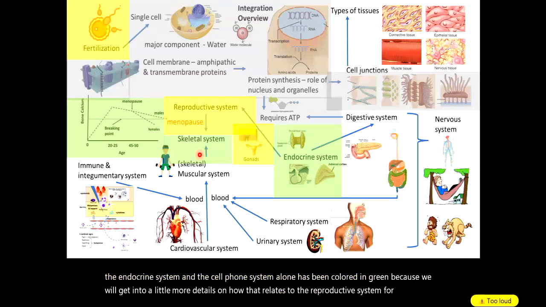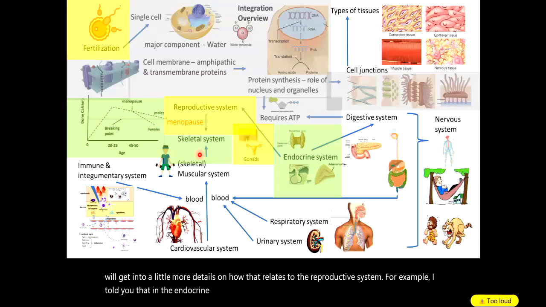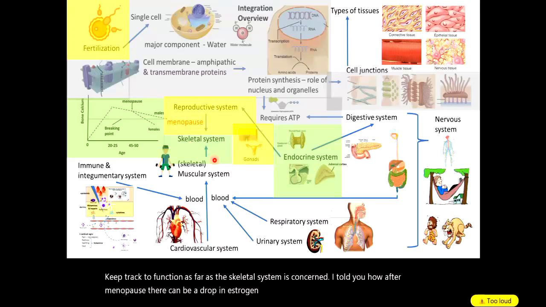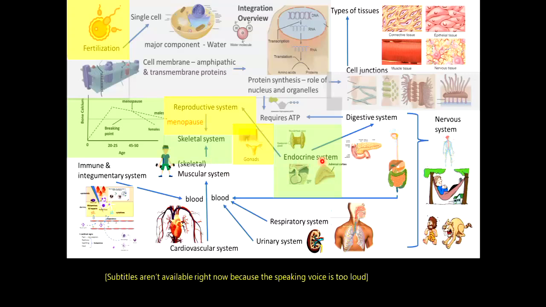For example, I told you that in the endocrine system, the gonads, namely the testes and ovaries, are major endocrine organs, and we'll see how they release a number of hormones which will influence the reproductive function. As far as the skeletal system is concerned, I told you how after menopause there can be a drop in estrogen levels, which leads to decreased bone density. So only the skeletal and endocrine systems we will consider in a little more detail. The other organ systems we really won't consider, even though they are very much related. So what I'm going to do now is just tell you how these other organ systems are related to the reproductive function, but this is all you will have as a preview for that.